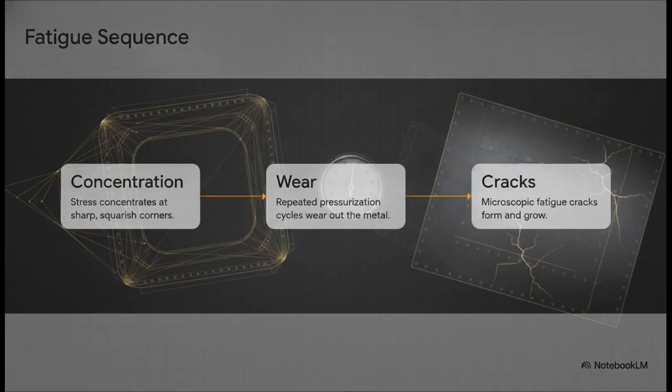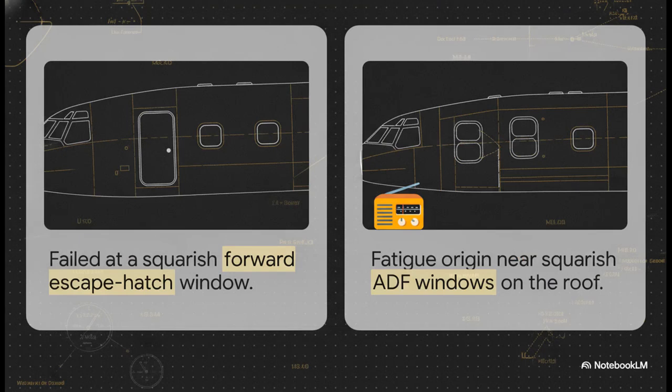The mechanical sequence of fatigue that doomed the Comet unfolded in 3 distinct steps. Step 1, the stress concentrates intensely at those sharp, squarish corners. Step 2, every single time the aircraft pressurizes and depressurizes, that specific localized area experiences much higher loading than the rest of the metal, which rapidly wears it out. And step 3, microscopic fatigue cracks begin to form at the corner. With every single flight, those invisible cracks grow until the metal simply cannot hold the pressure anymore, resulting in a sudden rupture.